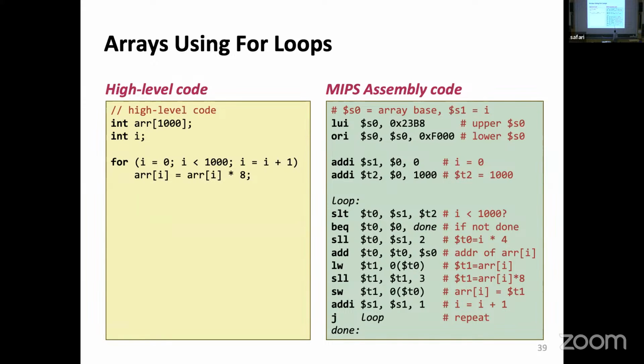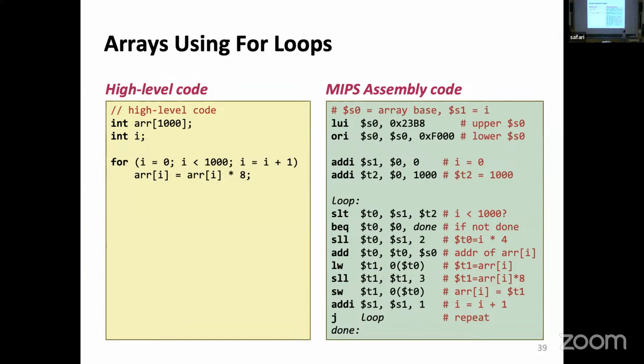So my counter is at 0. I will try to see if it is less than 1000. As long as this is not set, I will continue in this loop. If they are equal, meaning S1 is equal to T2, has already reached 1000, then I'm done. Now, which one am I accessing? In this case, I will be going through the array one by one, multiplying it with 8 and writing it back.